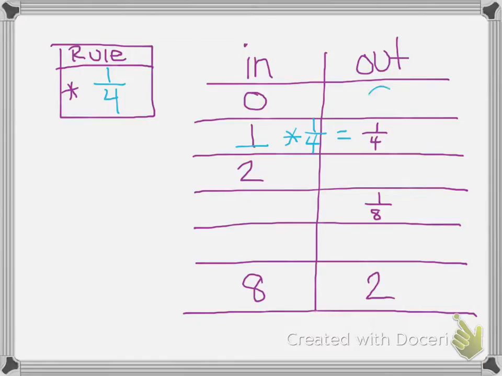0 times 1/4 is 0. 2 times 1/4 is 2/4, or 1/2. 8 times 1/4 is 2. In order to go from the out to the in, I do the opposite. So I'm dividing by 1/4, which means timesing by the reciprocal, which is 4. So 4 times 1/8 is 4/8, or 1/2. You can leave it just like this.